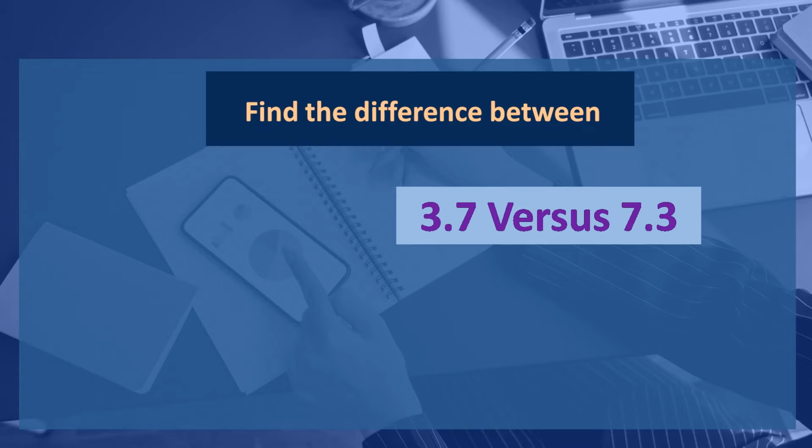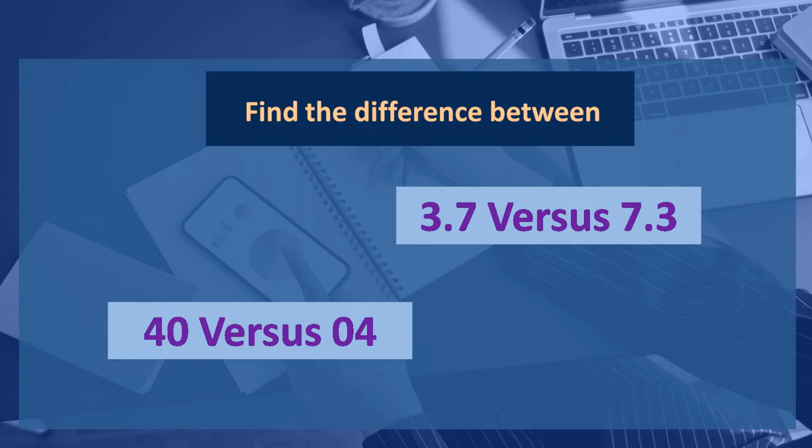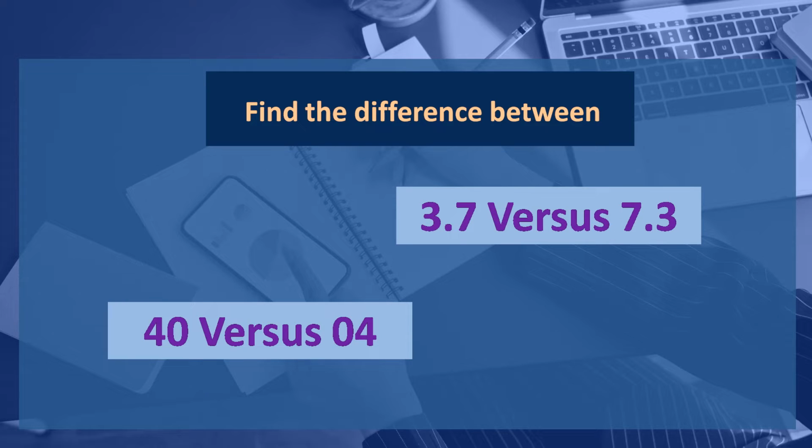This program is meant for students of media studies and communication programs. In the communication background, since you are familiar with newsroom operations, I'm giving one basic piece of information about two statements. One says find the difference between 3.7 versus 7.3. Another says find the difference between 40 and 04. The statements give only numbers; they don't say anything about the background or give any information about the context.